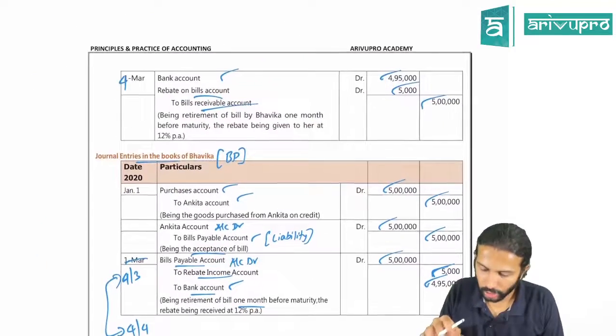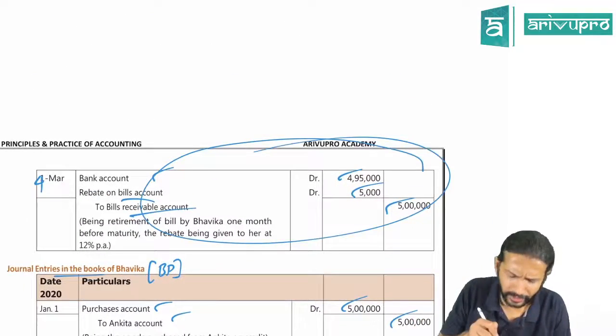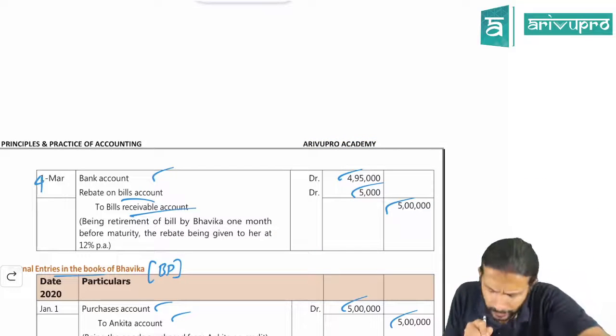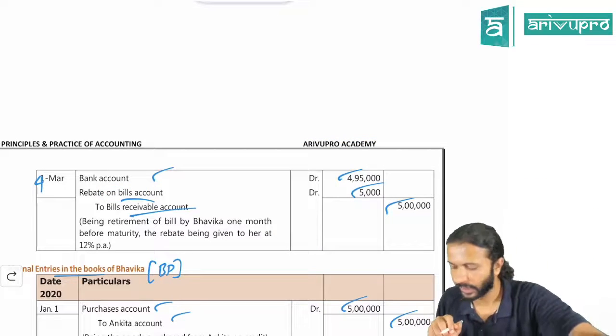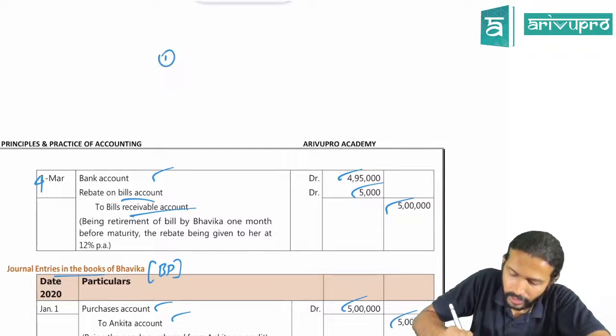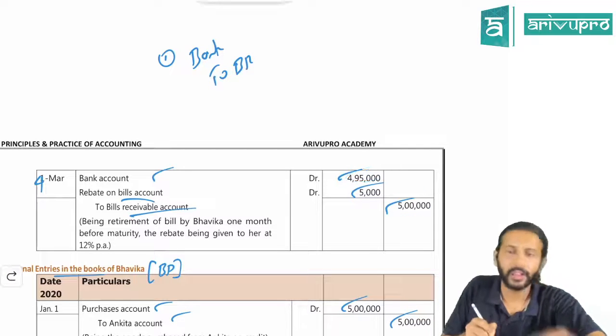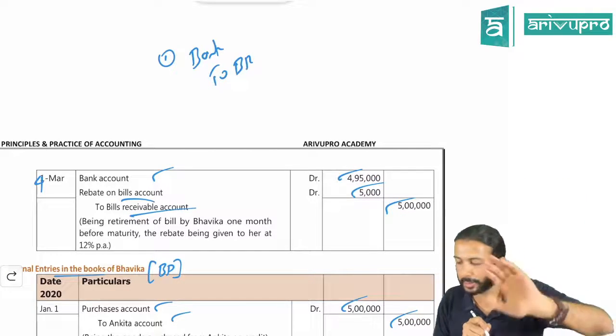Dhruv is asking, sir, should we pass the rebate entry in the books of Ankita separately? I've done a compound entry now. If you don't like a compound entry, pass the rebate entry separately. Either you can do a compound entry like this or you can split it up. Like you can write bank account debit to bill receivable 4,95,000. Rebate account debit to bill receivable 5,000.